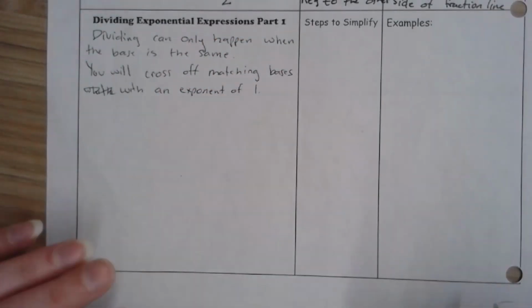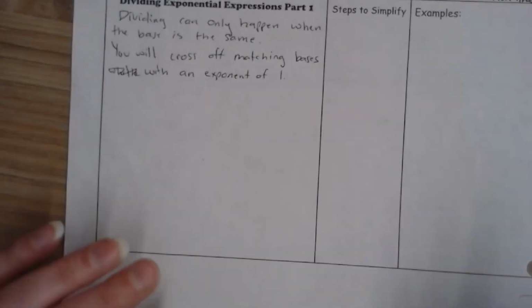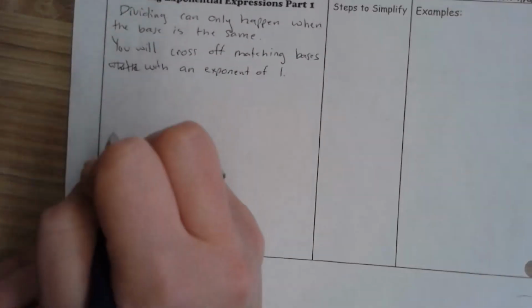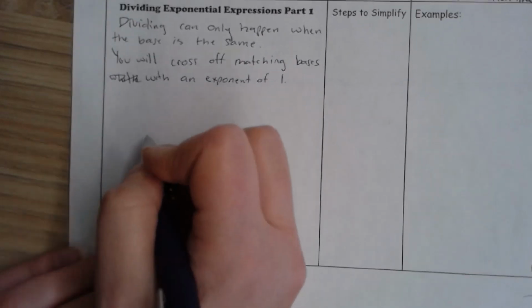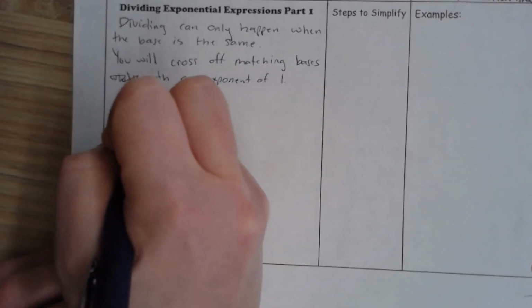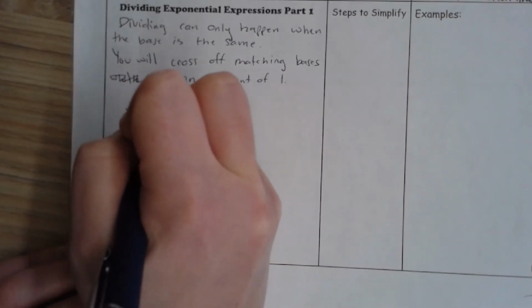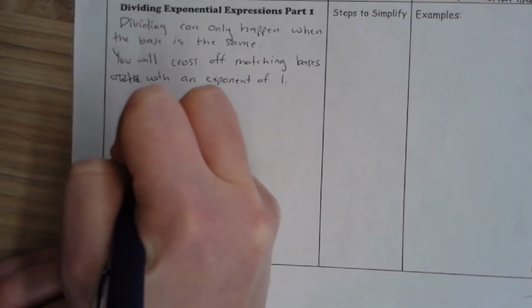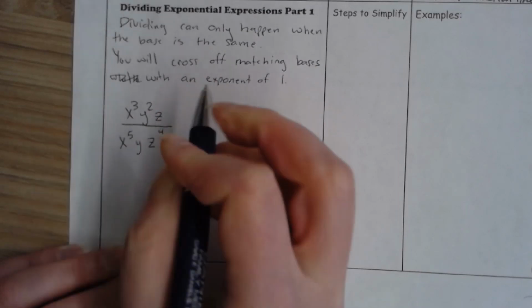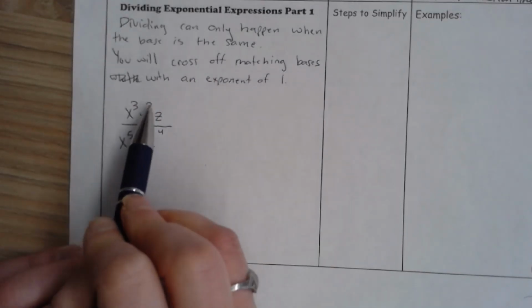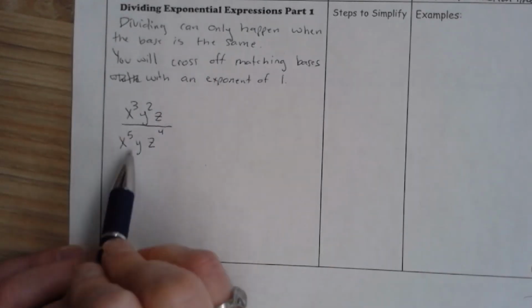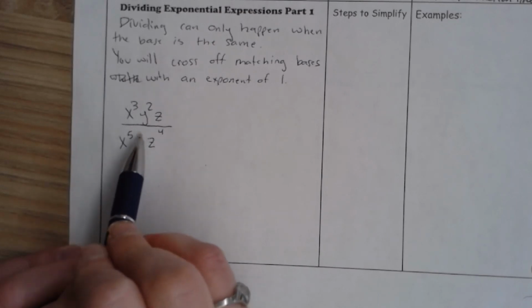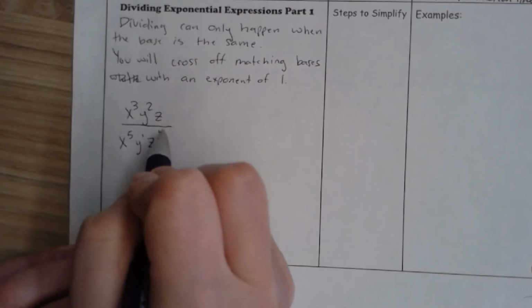Okay, and that's a little confusing without an example. So let me show you what I mean. So if we had x cubed y squared z over x to the 5th y z to the 4th. So we have this x cubed times y squared times z divided by x to the 5th y to the 1st z to the 4th.